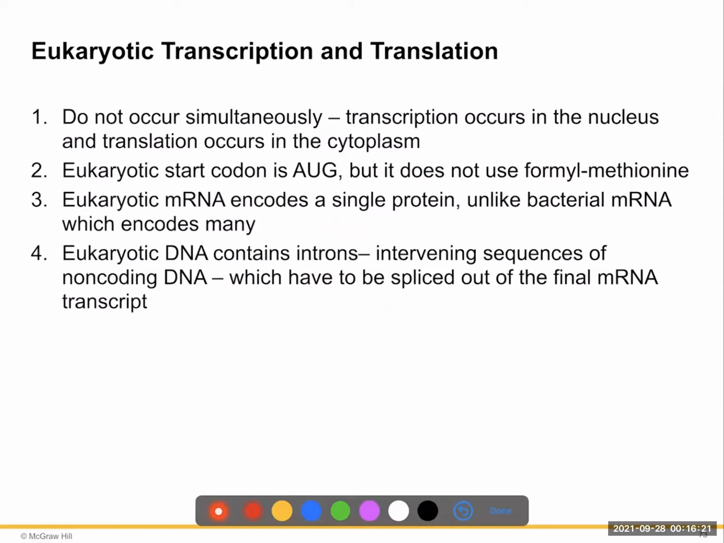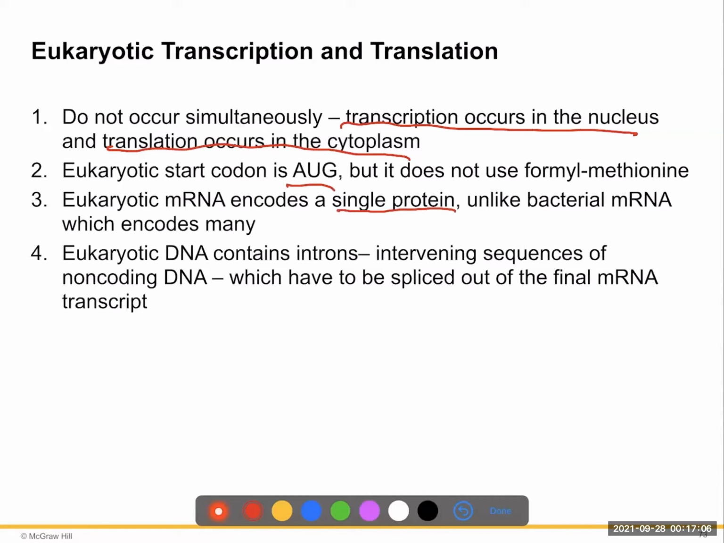Eukaryotic transcription and translation. This does not occur simultaneously. Transcription occurs in the nucleus. Okay. Translation occurs in the cytoplasm. Transcription is DNA going to messenger RNA. The messenger RNA moves through the pores in the nuclear envelope to go to the cytoplasm. In the cytoplasm, you have your ribosomes. Your messenger RNA is transferred to your amino acids by your tRNA, transfer RNA. Okay, so transcription occurs in the nucleus, translation occurs in the cytoplasm. So in eukaryotes, the start codon is AUG. Okay, a messenger RNA encodes a single protein.